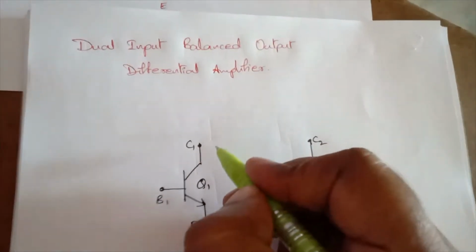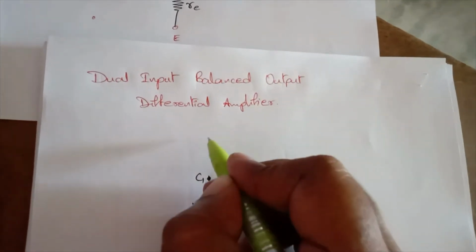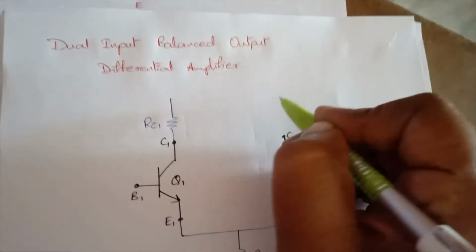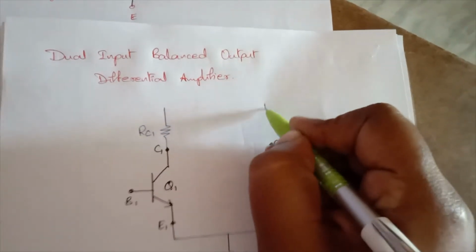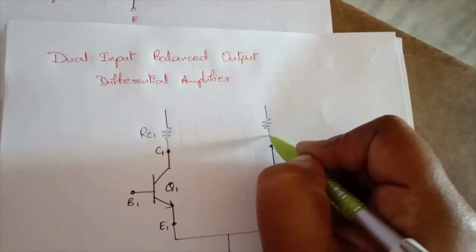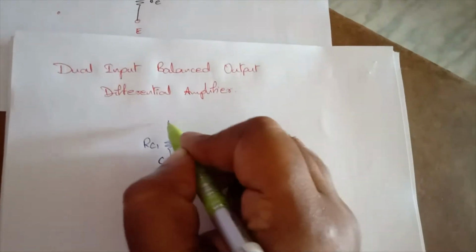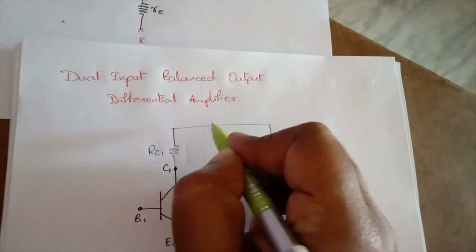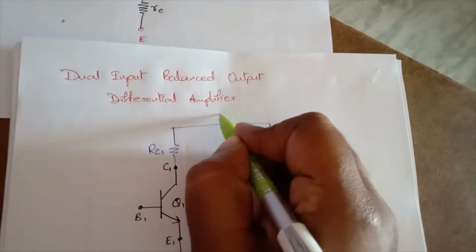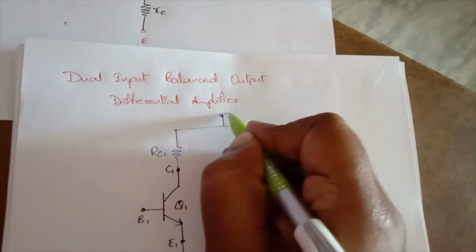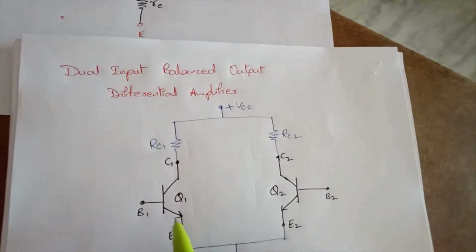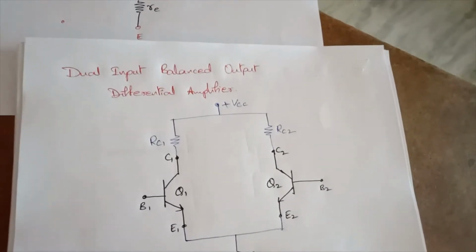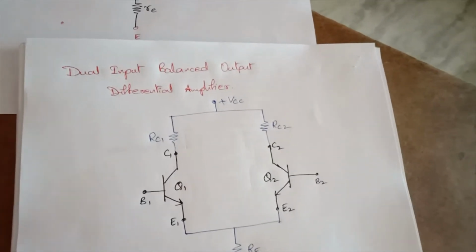In the same way, we connect the positive supply to the collector through resistor RC1, and one more resistor for collector terminal 2 of transistor Q2 is RC2. These two resistors are used for limiting purposes and are connected between the plus VCC supply and transistors Q1 and Q2 like this. Now, why do we name this amplifier dual input balanced output?